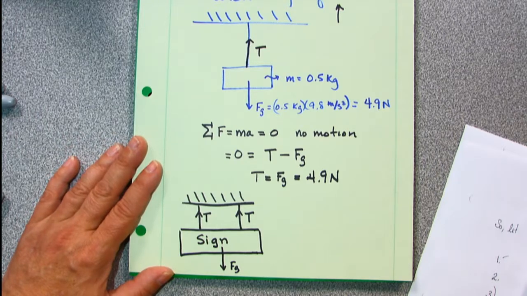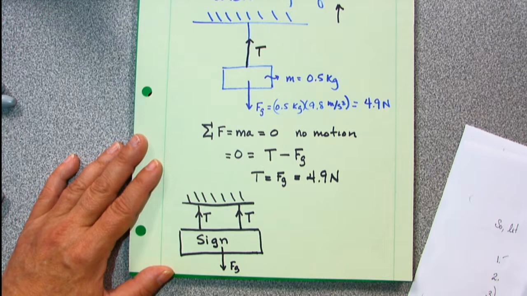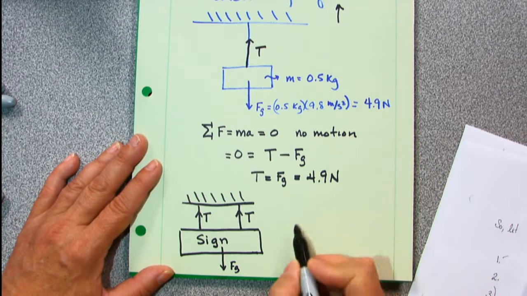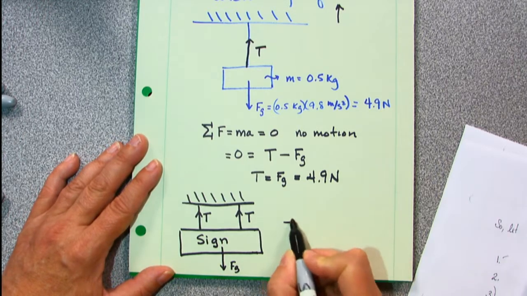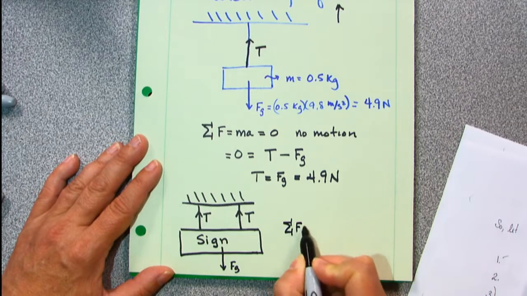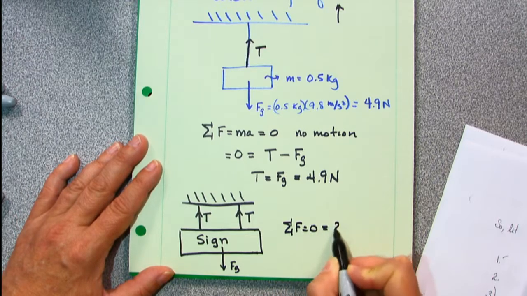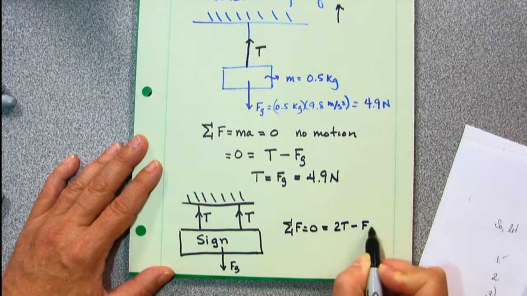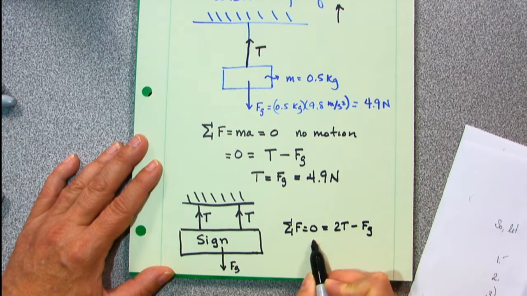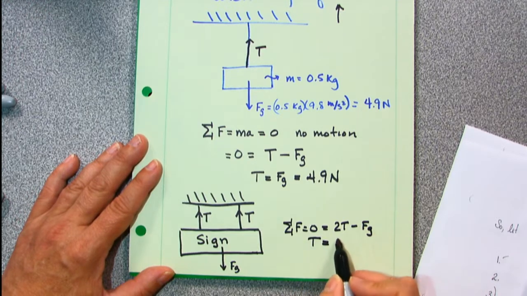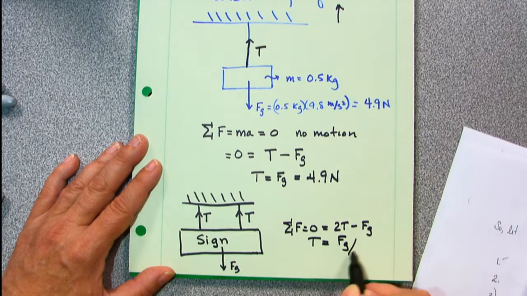Usually we're not doing something to make those tensions not equal. We know that if this is in equilibrium, the sum of the forces has to equal 0. So I have 2 tensions going up, force due to gravity going down. The tension in each of the cables is now the force due to gravity divided by 2.